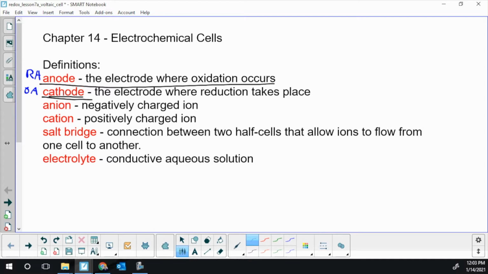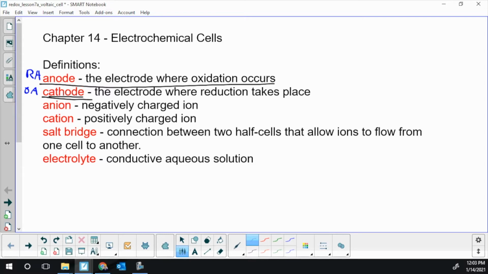Okay? Next two definitions you know already, just reinforcing them. We're going to have ion movement to balance charge, so I'll be using the term anions a lot. We're going to see negative ions moving in our solution, and we're going to see positive ions, cations, moving in solution. So that's just a recap.